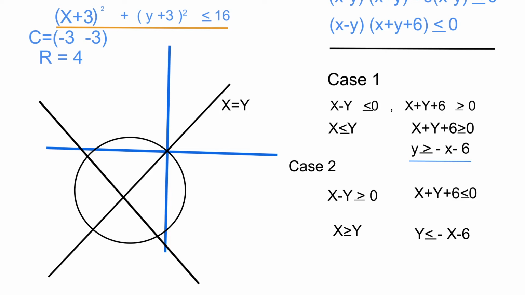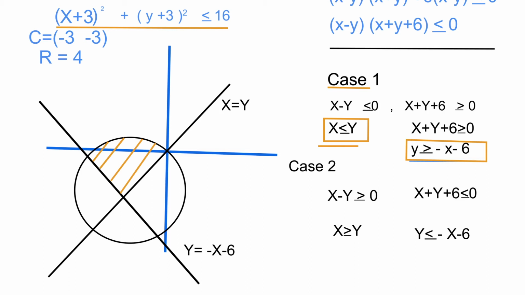Okay? So the first scenario, if you were to combine these two, where on the graph would that be? Case 1: x is less than y, and y is greater than minus x minus 6. And I'll label that line y is equal to minus x minus 6. That is this region right here.